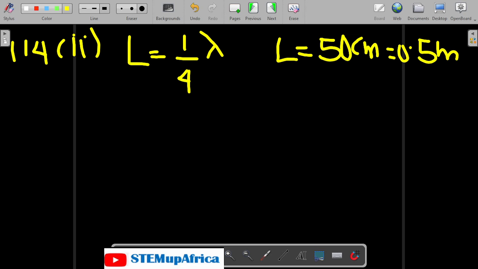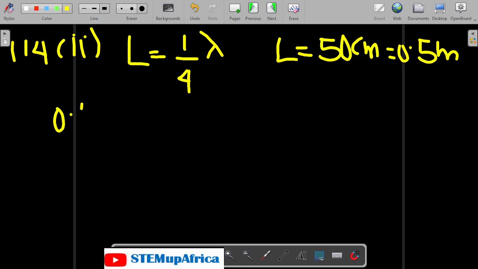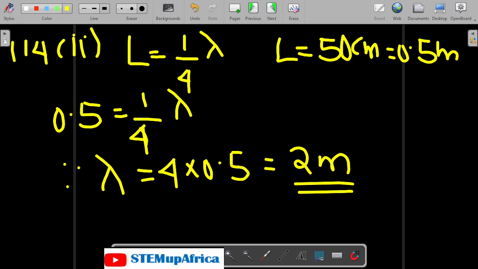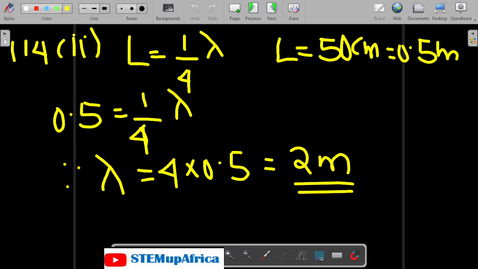So let's substitute now to get the wavelength. I'm going to have 0.5 equals 1/4 lambda. Therefore my lambda is simply 4 times 0.5. That will give us 2 meters. That's the value of the wavelength, or the lambda. Then they are asking us the frequency of the first overtone. This is fundamental, so let's get our fundamental frequency. The first vibration is the fundamental.